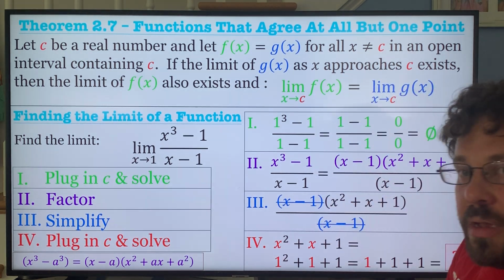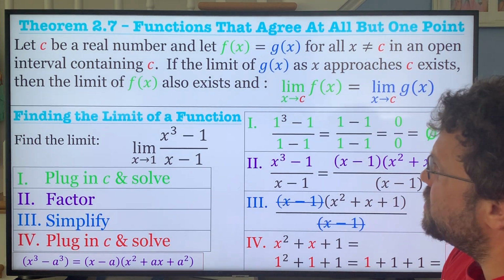Another theorem. Whew, it's hard to teach months' worth of stuff in like 5 minutes.